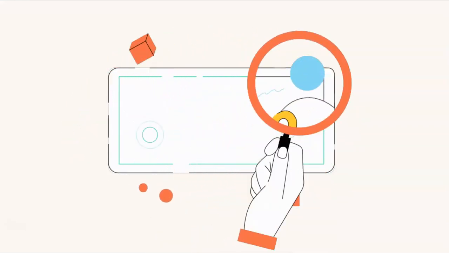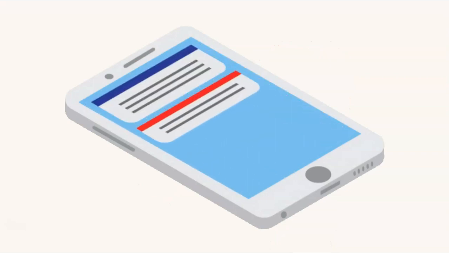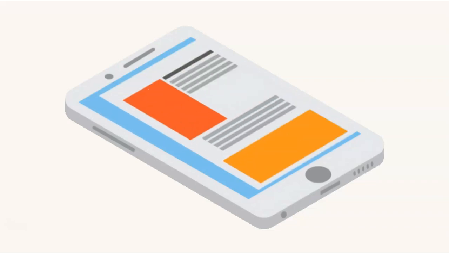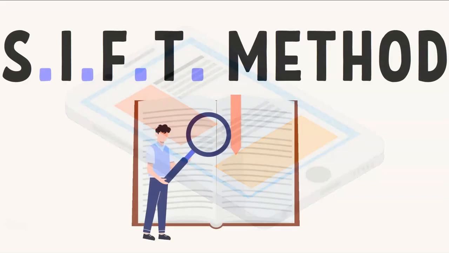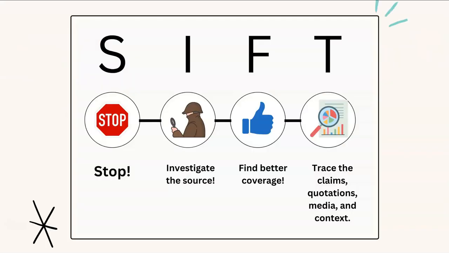Speaking of Google, when we look online, there is going to be a lot of search results, but we don't really know which ones are the best ones when we're just browsing through. So it's important that we investigate. When we investigate, we use something called the SIFT method. We're going to sift through those results. SIFT stands for Stop, Investigate, Find Better Coverage, Trace Claims, Quotations, Media, and Context.